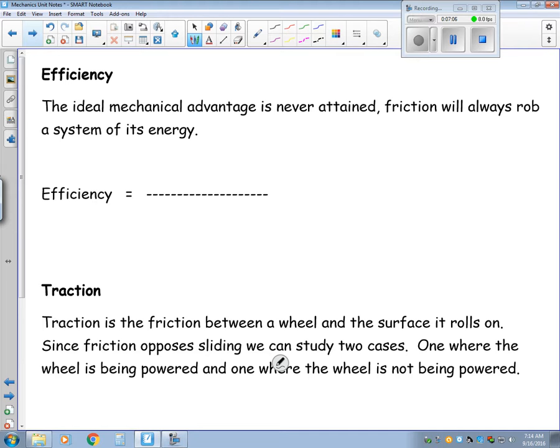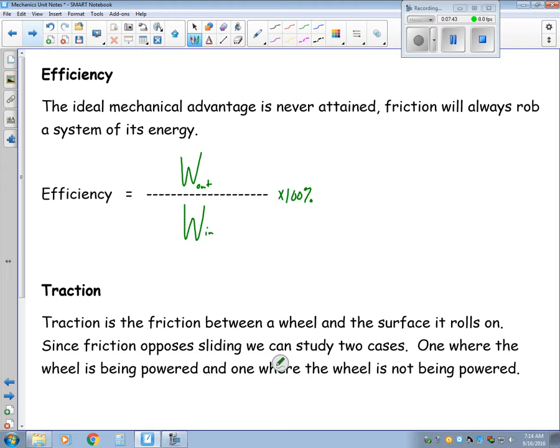The next thing I want to talk about is efficiency. And basically, no machine is perfect. There's always some sort of friction, and it takes energy away from the system. And work is energy. So the way we calculate this is we take the output work and we divide it by the input work. And then once we have that, we multiply by 100 to turn it into a percentage. We usually represent this as a percentage. Notice that this is also a ratio, so it's going to be unitless.